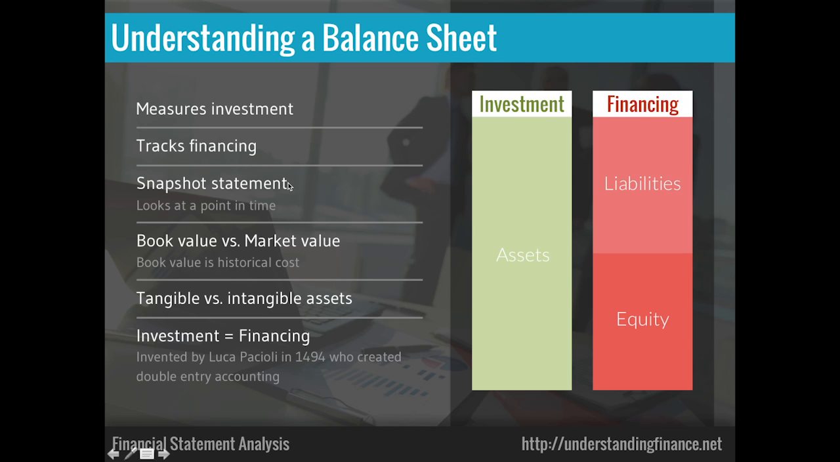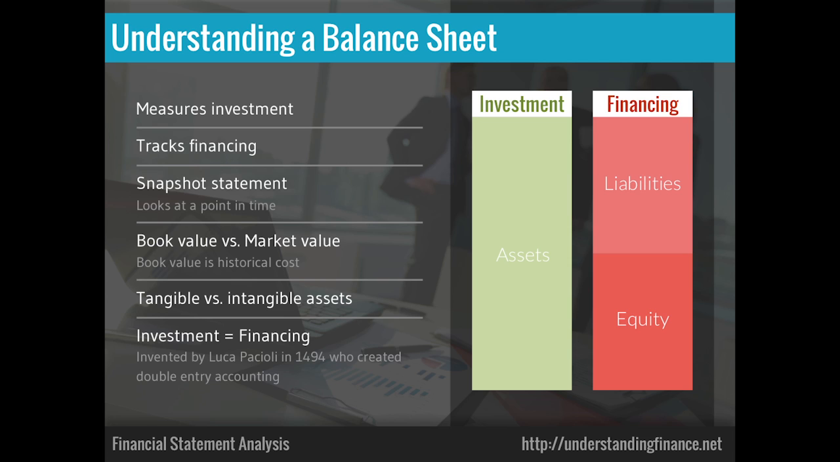So a balance sheet measures investment, and it also tracks the financing. What's different about a balance sheet than an income statement is where an income statement looks at a period of time, a month, a quarter, a year, a snapshot of a balance sheet is at a point in time. It's today. How much cumulatively have we invested as of today? What do we own as of today? So a balance sheet is as of a particular day.